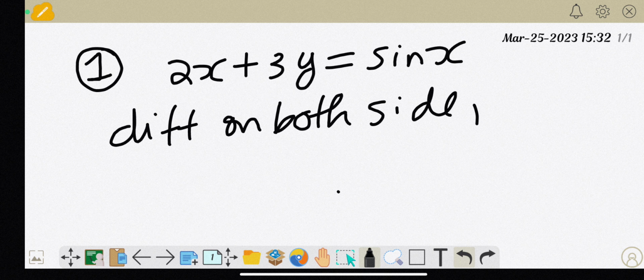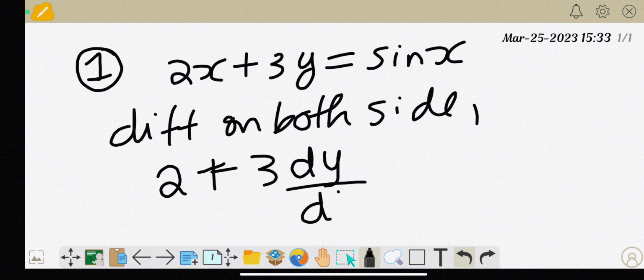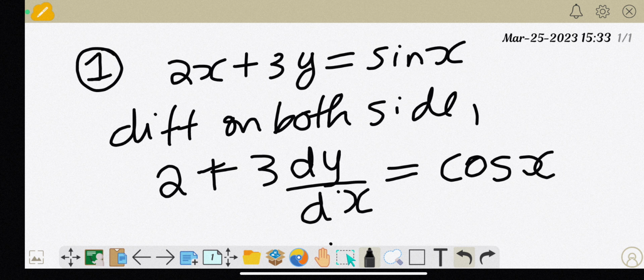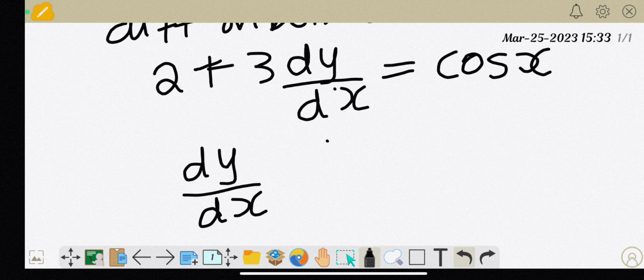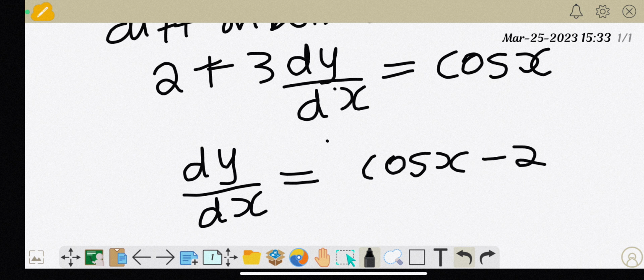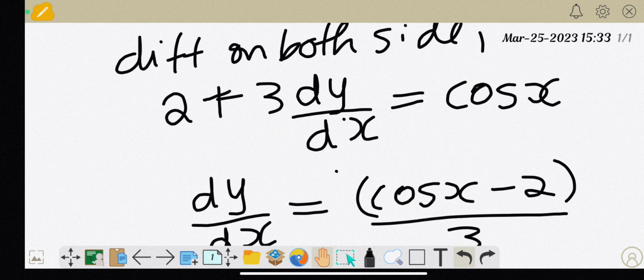Okay, so the differentiation of 2x is 2. What is the differentiation of 3y? 3 is constant, and the differentiation of y is dy by dx. What is the differentiation of sin x? It is cos x. So now what you have to do is rearrange everything in terms of dy by dx. So dy by dx is cos x minus 2 by 3. Okay, this is our answer.